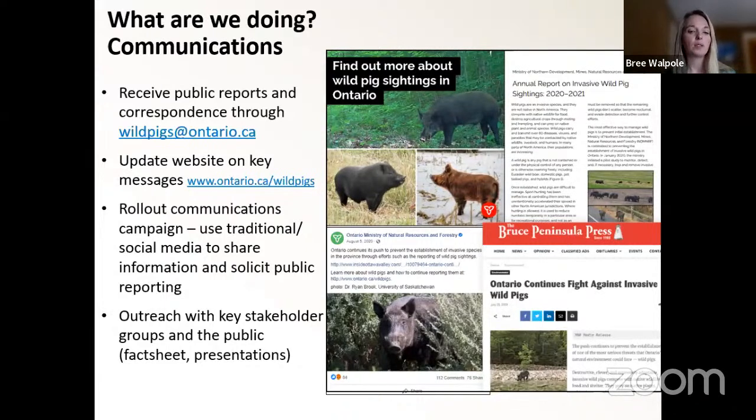At the same time, we also developed a web page specifically for wild pigs within the Ontario context. So we wanted to ensure that we're providing some of the key messages to our audience, messages about wild pigs, so that people know that they are an invasive species. They can cause damage. And of course, we really wanted to plug the public's participation in helping us to populate this database.